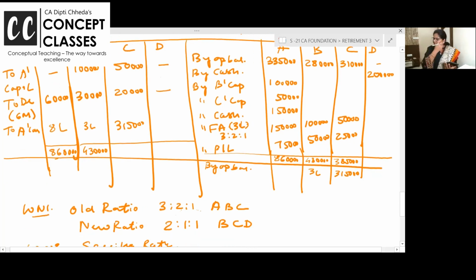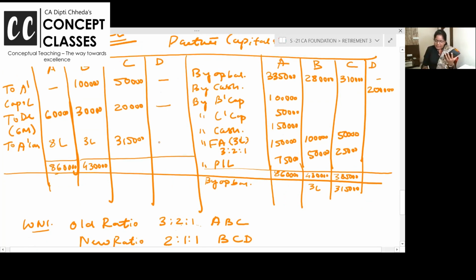अगर आपकी मैंने पहले ही बोला था, make it capital account big because you have to split. If space is not there, no problem. After the working note, you can continue. And D is 2 lakh. 2 lakh total. 2 lakh लेके आ जाओ. Anyone in the classes having doubt?